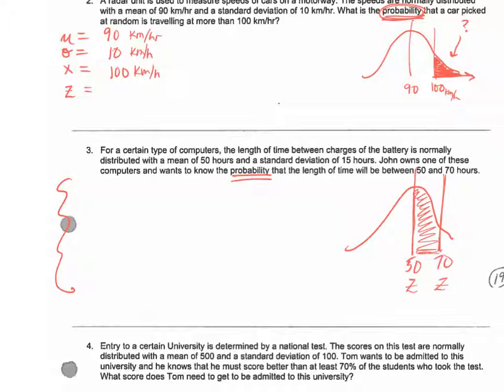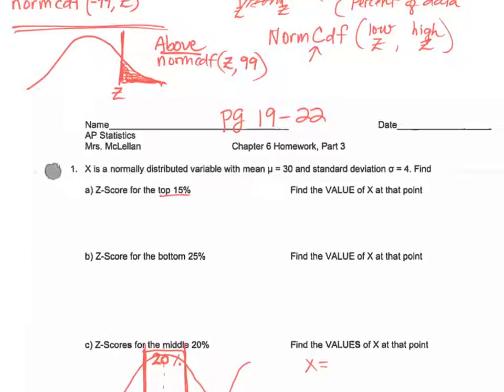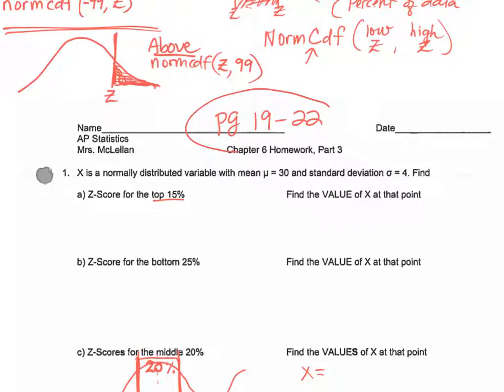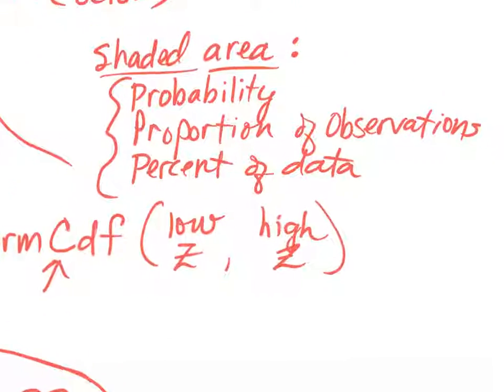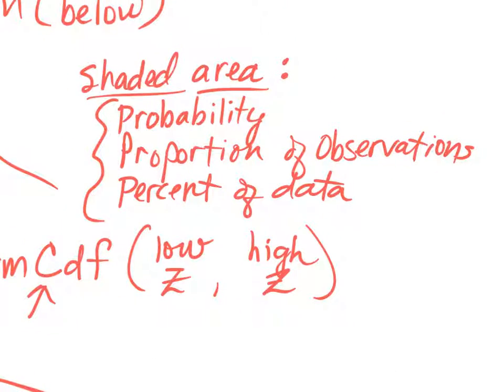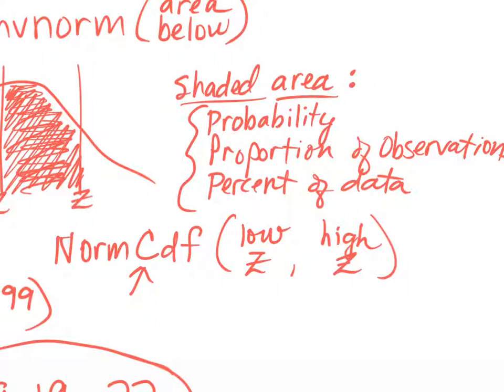All right, so I'm going to have you practice all of this stuff again on your homework, pages 19 to 22. Now, don't forget these keywords: probability, finding the proportion of observations. When you find a percentage, use norm CDF. And I do have a little song on that, which I'll play for you.